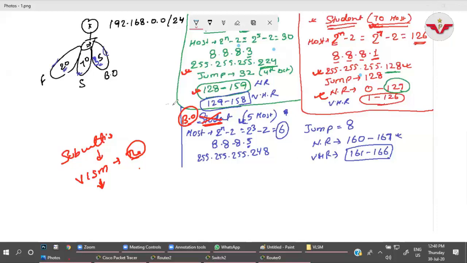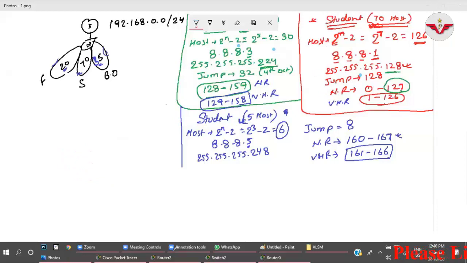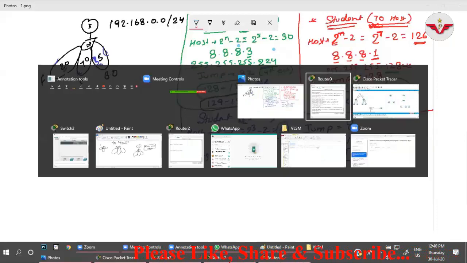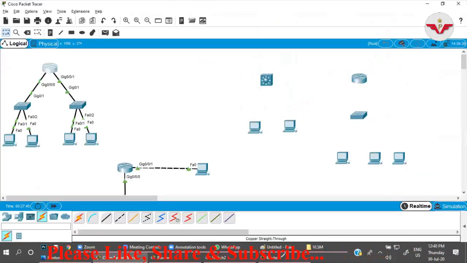Okay, let me clear all the things. So here, your question was what IP address we are providing here on the router. So this is the faculty network, I assume, and this is the student network, right?